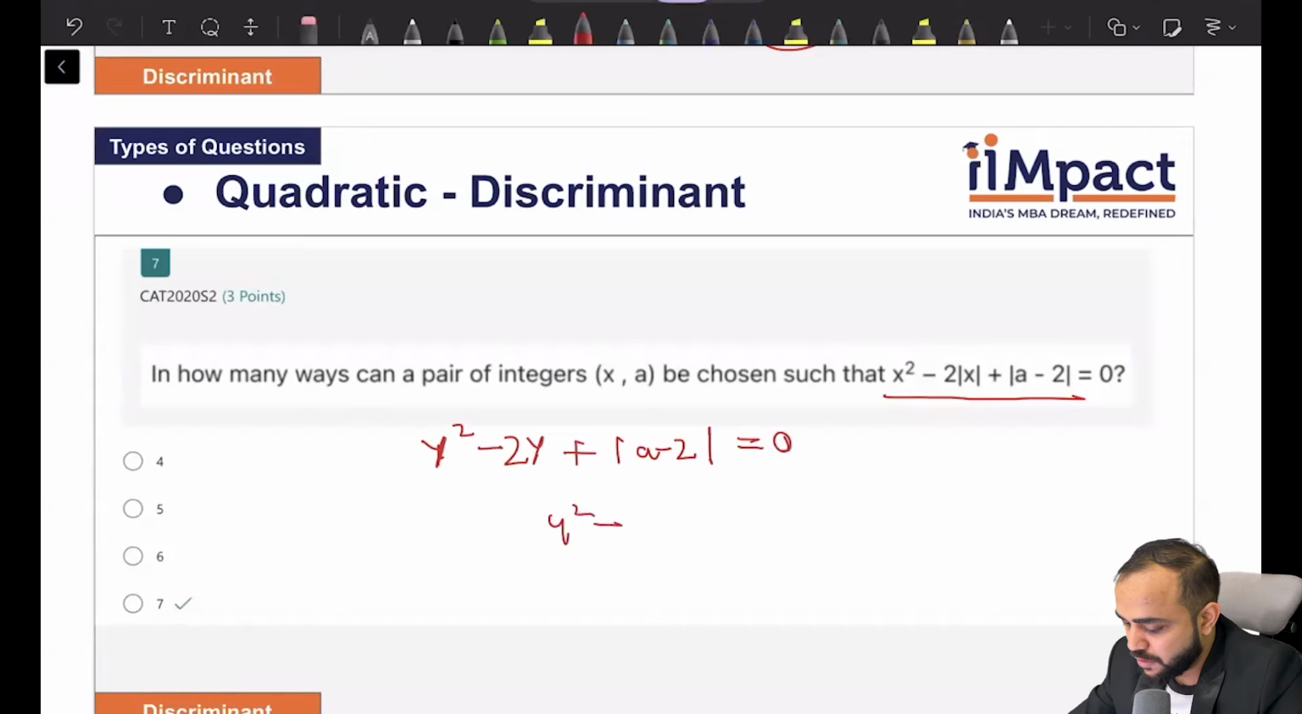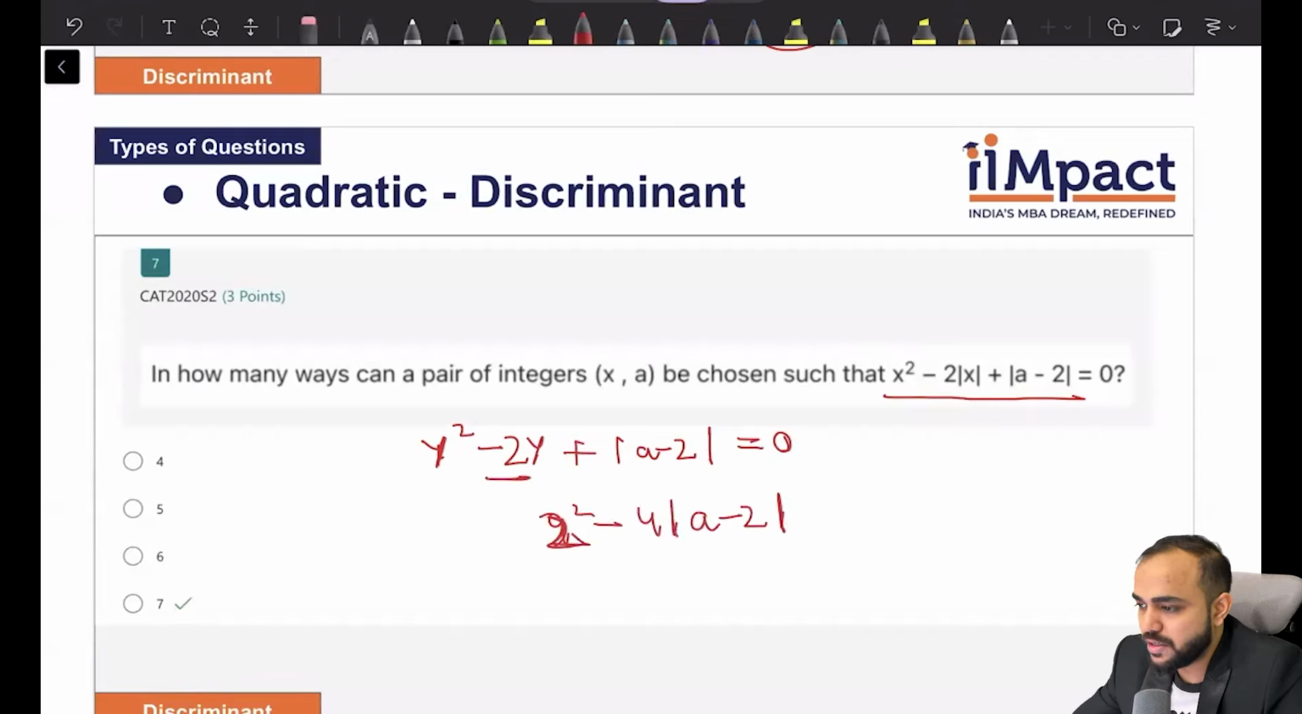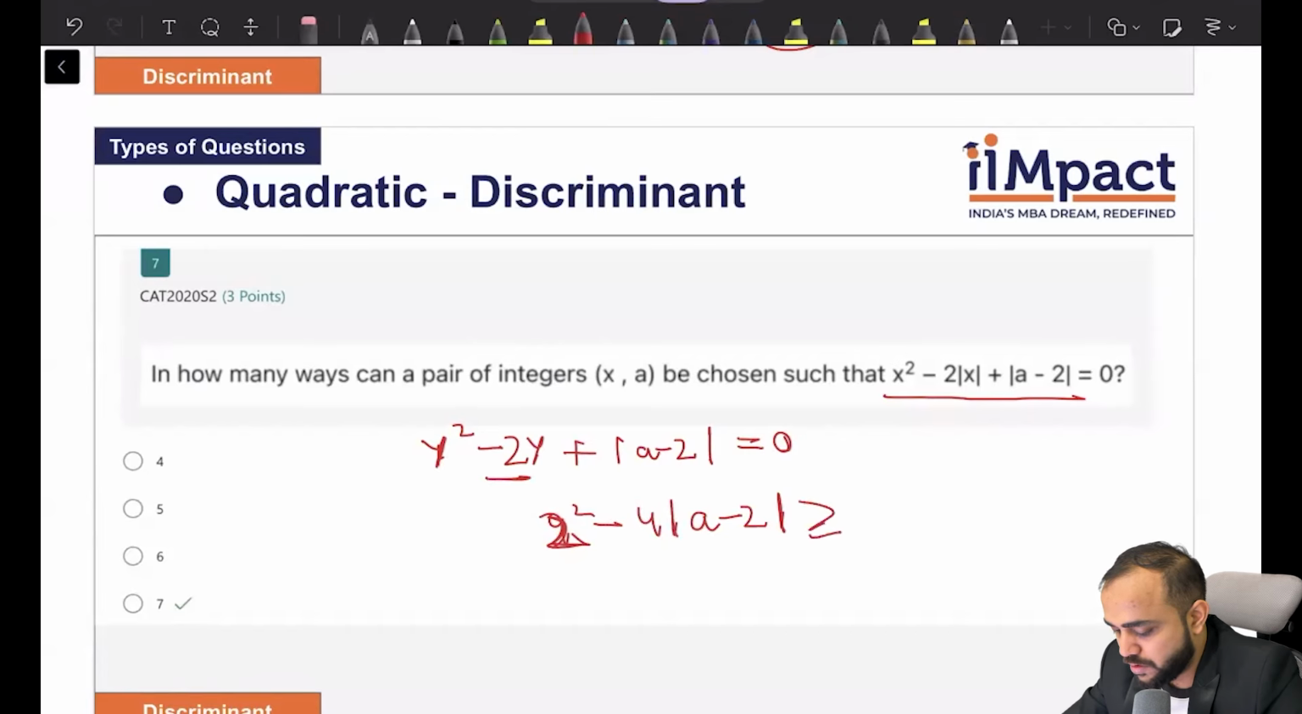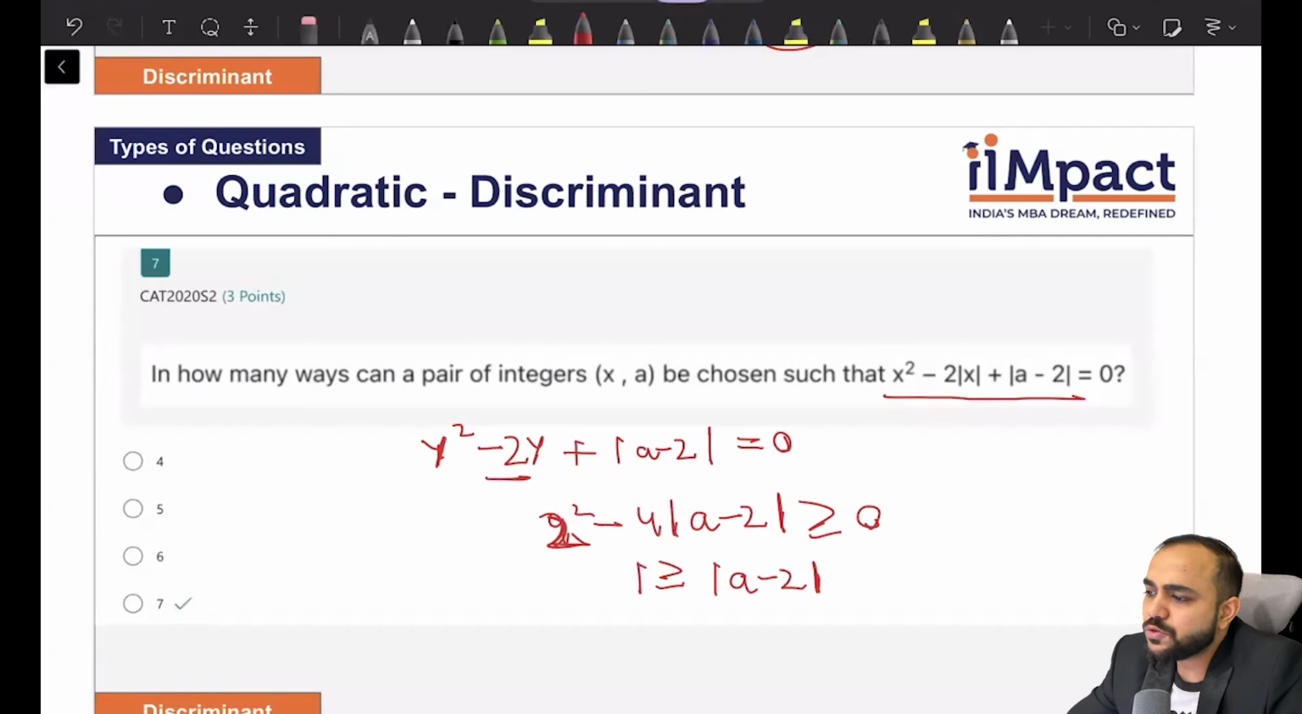2 square minus 4 times mod of a minus 2. Sorry, 2 square. b square minus 4ac. I want this to be greater than equal to 0, or I will get 1 is greater than equal to mod of a minus 2. Now this would be simple. You will get the values of a here.